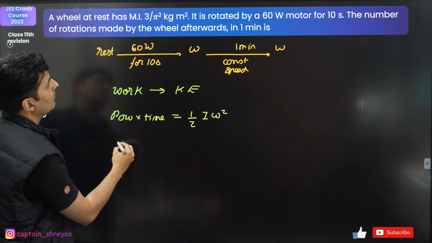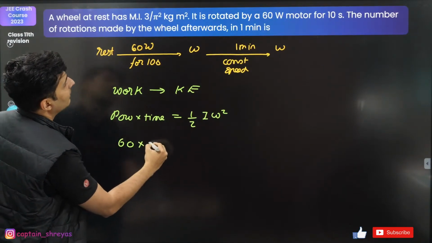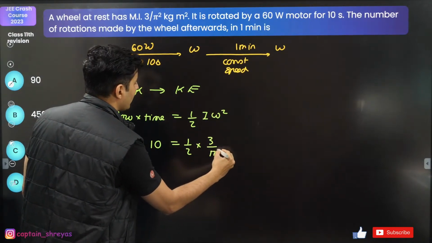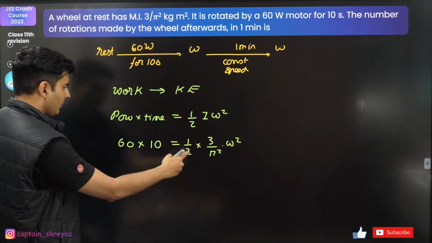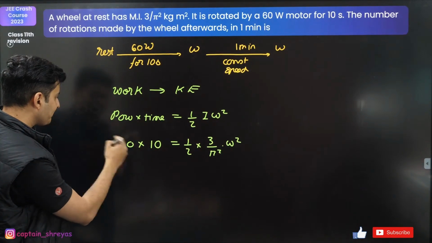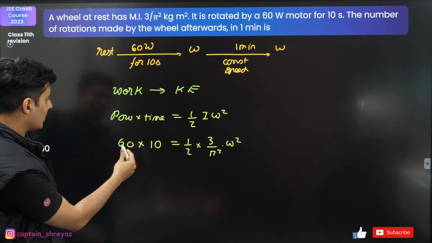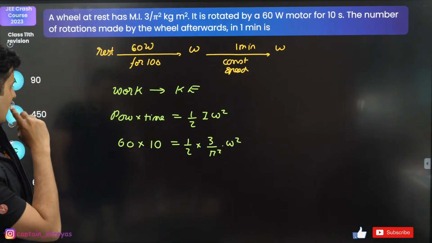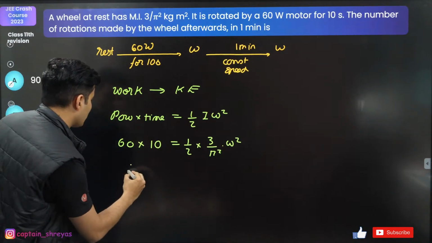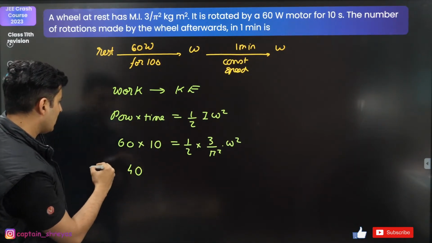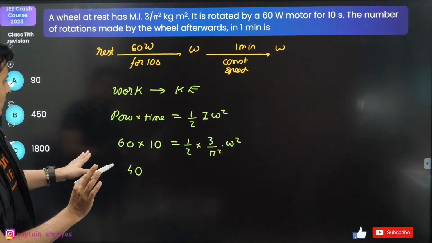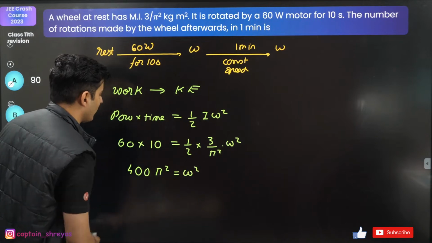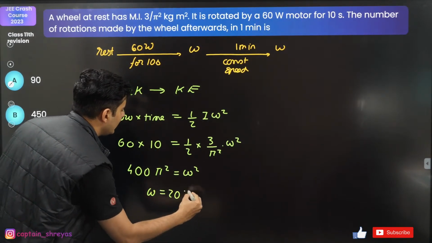Power is how much? 60 watts. Time is 10 seconds, equal to half, moment of inertia 3 by pi square, into omega square. So 6 times 20 is 120. 120 divided by 3, that's 40. Just check this out. Yep, so this will become 40. There will be 400 over here and pi square, which will be omega square. So omega will be basically 20 pi.